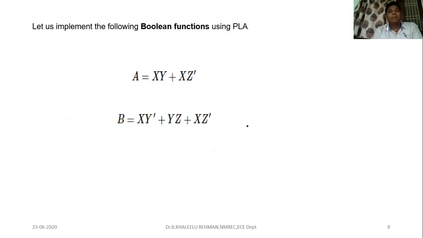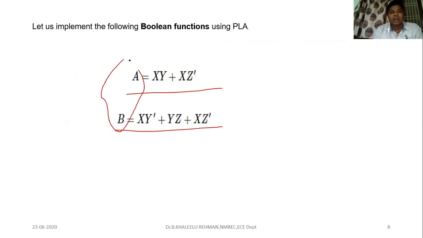You have to implement these functions. These two Boolean functions we have to implement by using a PLA. So what are the outputs we are having? A and B are my outputs. Now what are the inputs I am having? Inputs are X, Y, Z. X, Y, Z are my inputs.